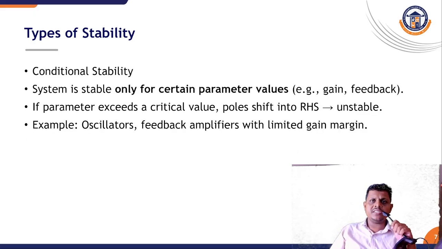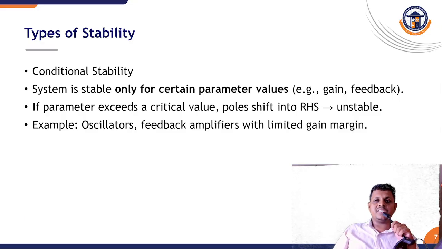Next one, that is conditional stability. The system is stable only for certain parameter values. So for example, gain, feedback: for certain parameters, for certain conditions we are applying, only then is the system stable. So that is known as conditional stability.